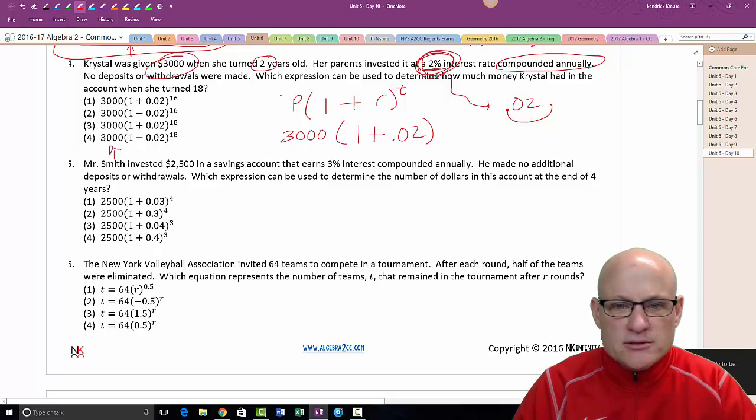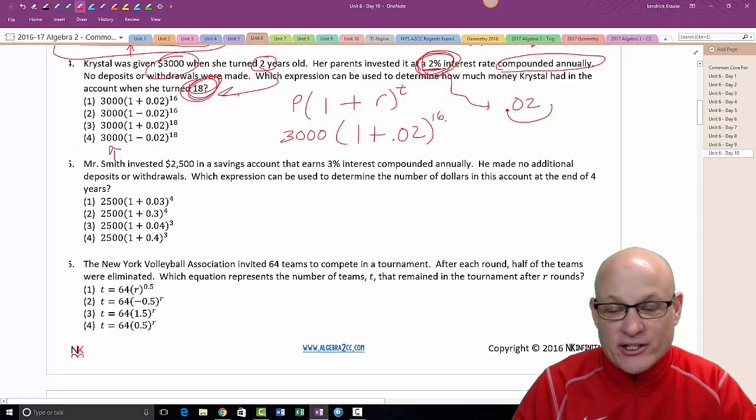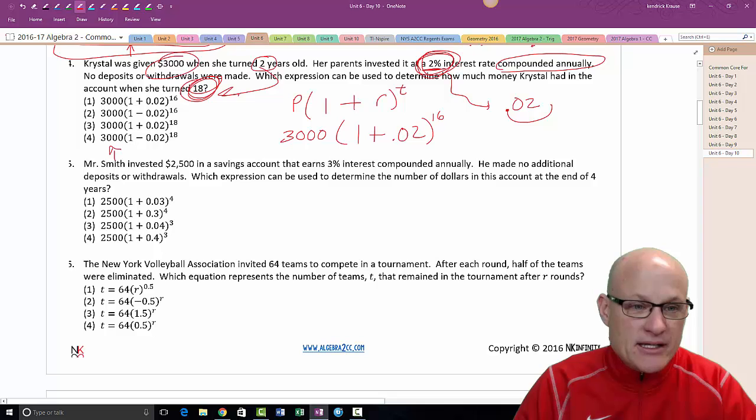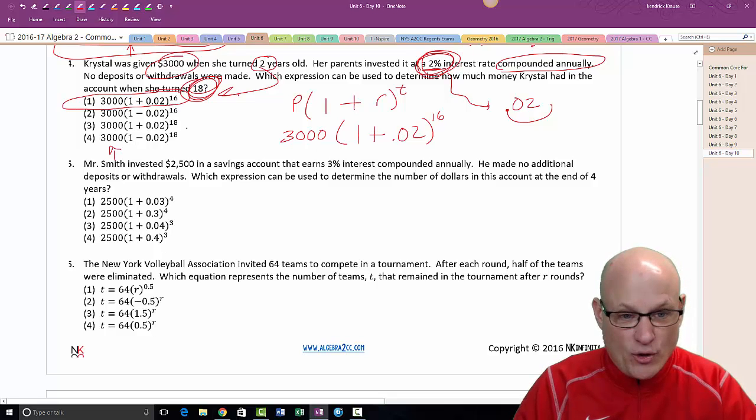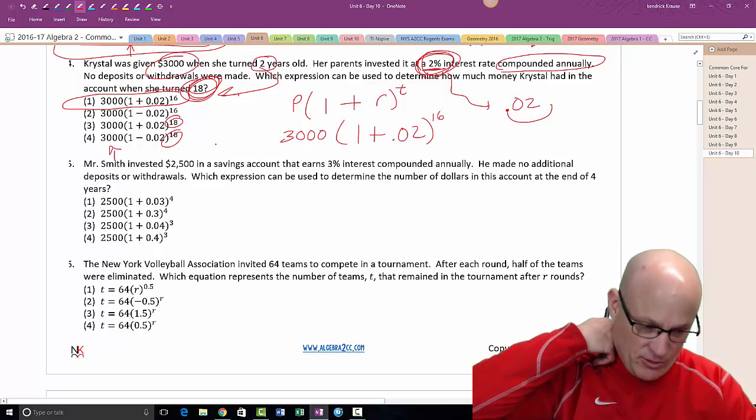I want to know when she turns 18. Wow, from 2 to 18 is actually 16 years. Don't be the trained monkey that just types in numbers and says, oh, I see 18, I see 18, I see 18, there we go. So be careful. It's from 2 to 18, which is 16 years.